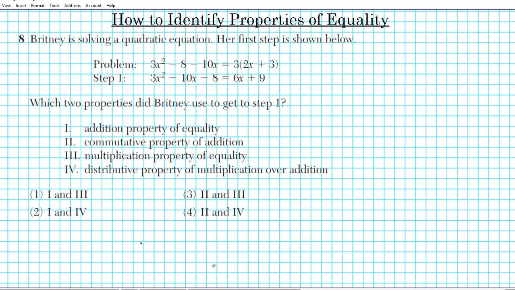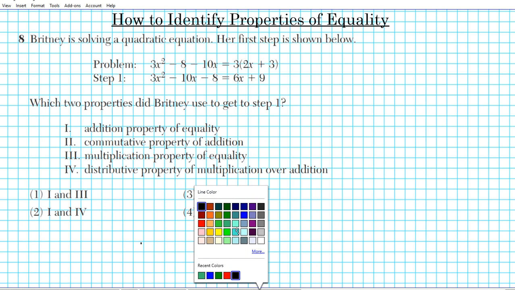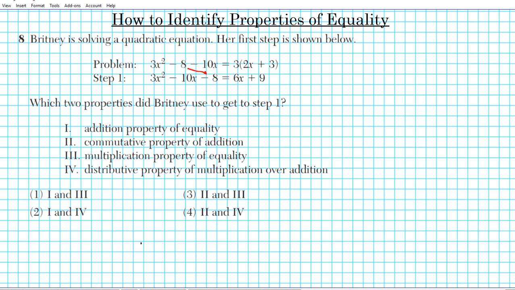So what we're going to do is take a look at the problem and step 1 and see if we can identify what the difference is. Okay, so 3x squared here, negative 8 here, negative 10 here, negative 10 here, negative 8 here. So it looks like she has interchanged terms. She moved 8 over here, and then she moved negative 10x over here. So she basically moved terms on the left side.